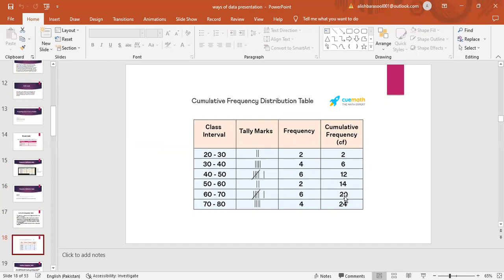The cumulative frequency, as shown in the last column, is obtained by adding 2 plus 4, we get 6. Similarly, by adding 6 plus 6, we get 12. By adding 12 and 2, we get 14. And adding 14 plus 6, we get 20.